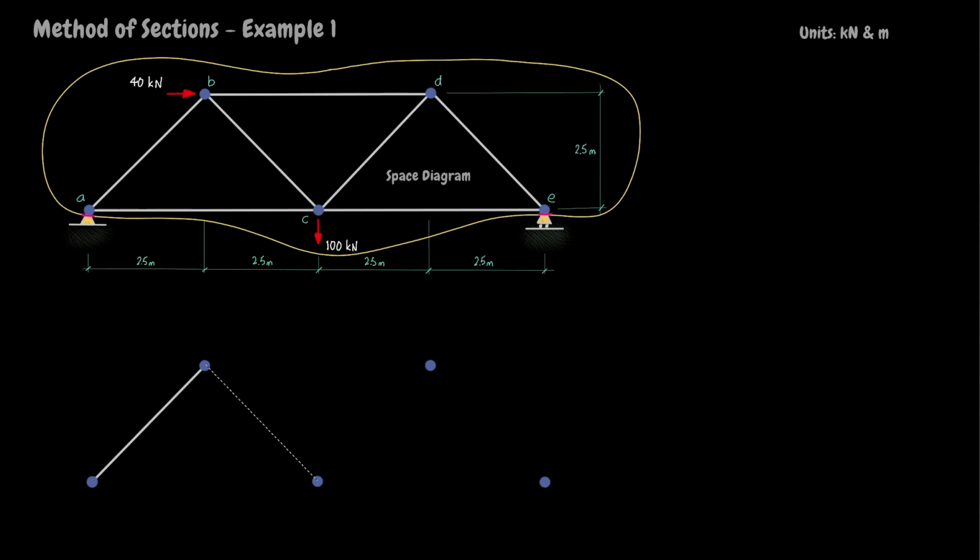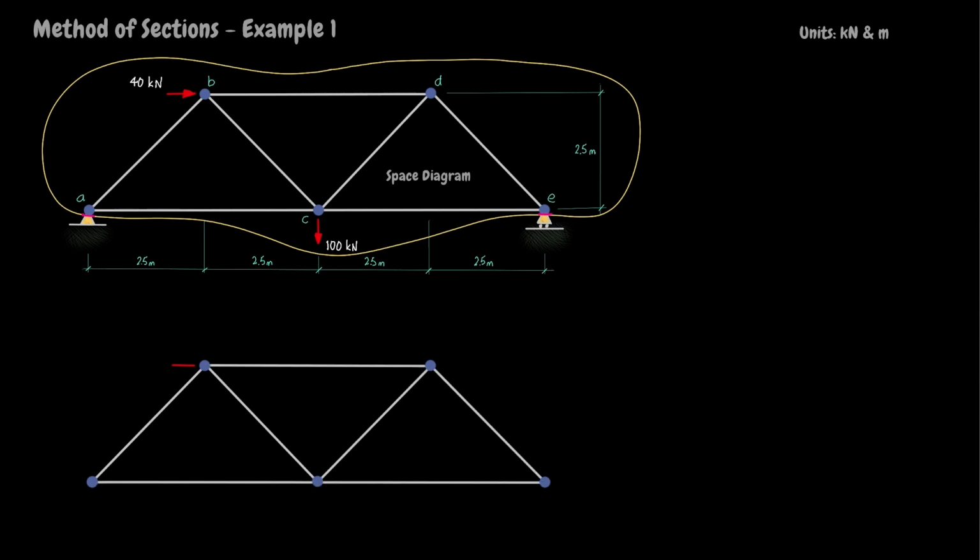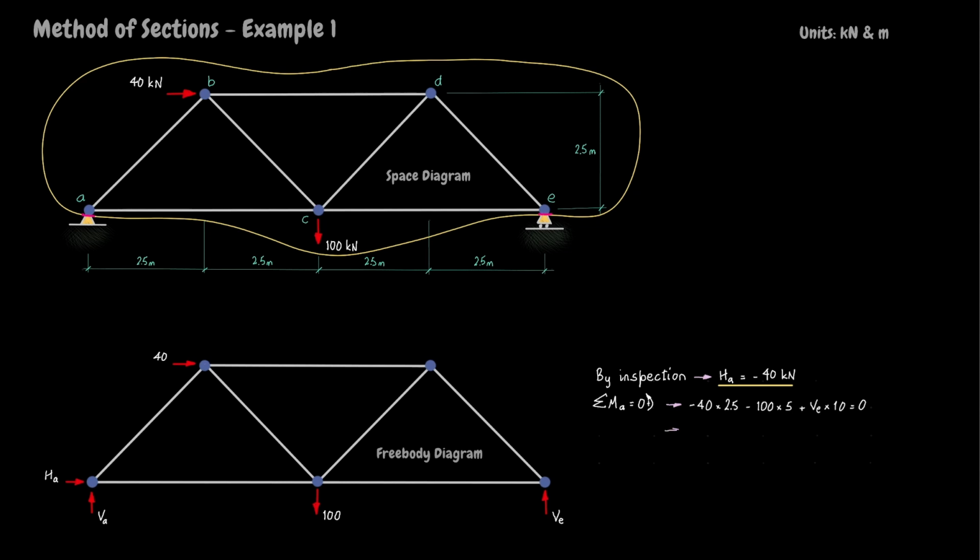Next, draw a free body diagram for everything inside the bubble, remembering to include the reactive forces exposed by the cuts. Note the directions chosen for the unknown forces does not matter. The arithmetic will sort it out. By inspection, HA is minus 40 kilonewtons, and taking moments about A shows that VE is plus 60 kilonewtons. Finally, summing vertical forces shows that VA is plus 40 kilonewtons.